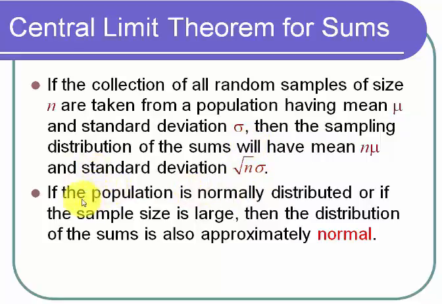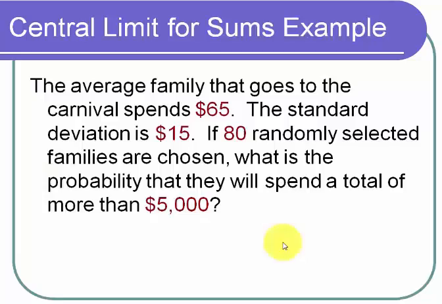And then the normality condition is exactly the same. If the population is normally distributed, or if the sample size is large, then the distribution of the sums is also approximately normal. So let's look at an example.